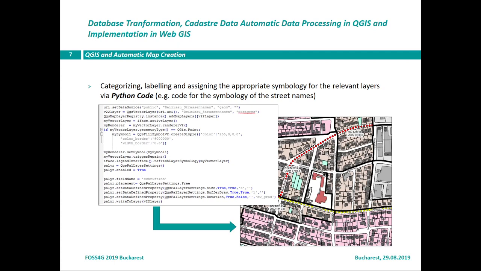As you can remember in the previous slide, for each point for the labeling, we need to have a unique angle to be rotated to fit exactly in the street. So this is the code, and this is the final result. Just with this code, the street name will be fitted exactly into the street flow.